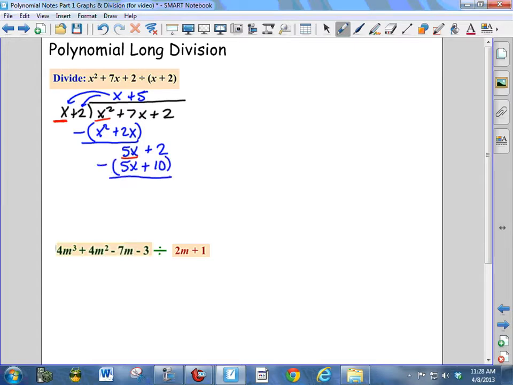Subtract the whole thing, and that's what you're going to forget the most, is to remember to subtract the entire thing, both terms. 5x minus 5x is 0, and 2 minus 10 is negative 8. So I have a remainder here. Because I have a remainder, I know that x plus 2 is not a factor of x squared plus 7x plus 2 because it doesn't divide in evenly. So I can write that x squared plus 7x plus 2 is equal to x plus 2 times x plus 5 plus the remainder of negative 8. You'll see that in the notes.